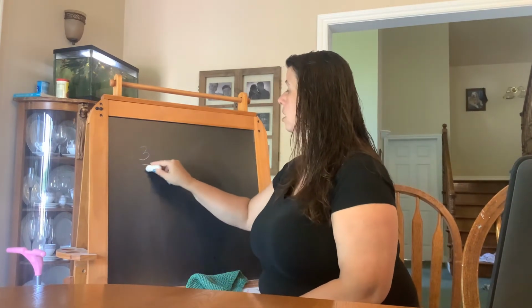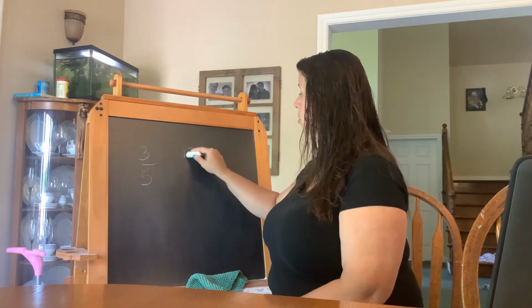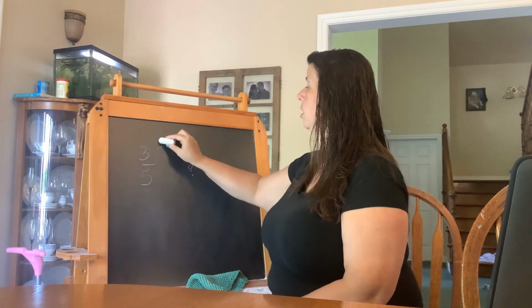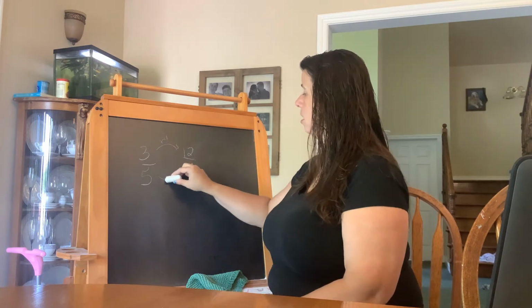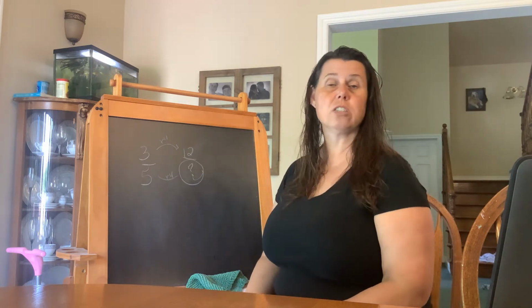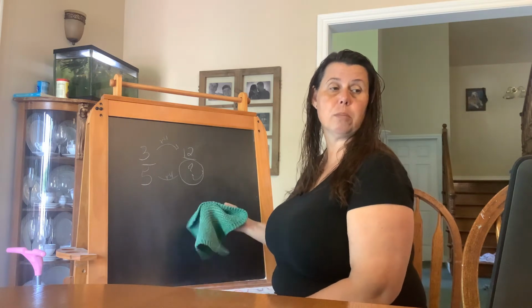3/5 are blue. 12 beads are blue, but we don't know how many there are. How do I get from 3 to 12? Times 4, times 4. That will give you your final number, how many beads there are in all, right? Total number of beads in the box.